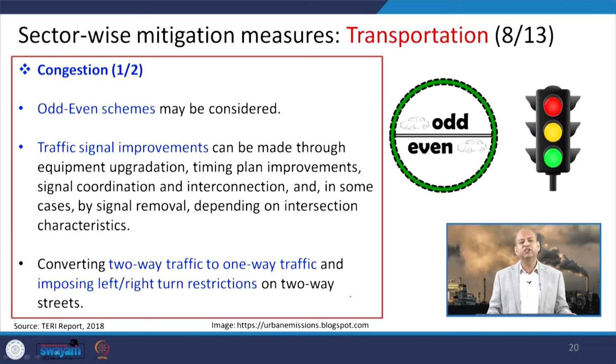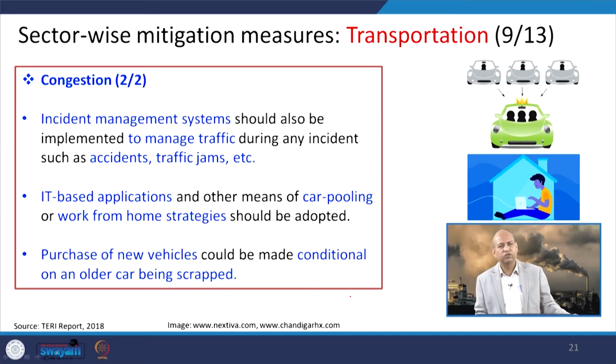Well, then there are other ways like converting two-way traffic to one-way traffic and imposing left-right turn restrictions on two-way streets, so that traffic movement is very smooth, and when traffic movement is smooth and at higher speed, then emissions are lower. When we apply a lot of brakes and the speed is slow, then a lot of emissions occur and that deteriorates the air quality. Similarly, if congestion occurs, then in idle conditions a lot of fumes come out of the engine, basically carbon monoxide and others. It can also result in traffic jams or accidents etc. So, to avoid that we can use IT-based applications or other means like carpooling or work from home, those kinds of things, to reduce the traffic and the chances of congestion.